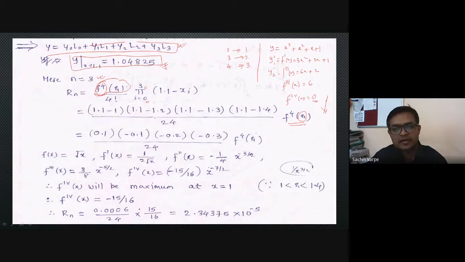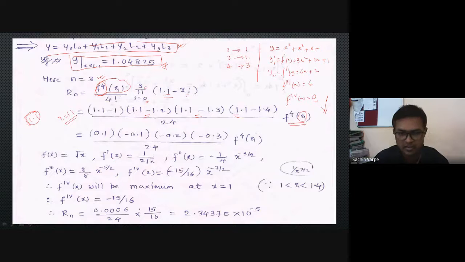So this will be an error. Okay, x minus x naught, then x minus x1, x minus x2 and x minus x3 upon 4 factorial, that is 24. Okay, so by substitution, x is given to be 1.1, because we want the square root of 1.1, so x is 1.1.